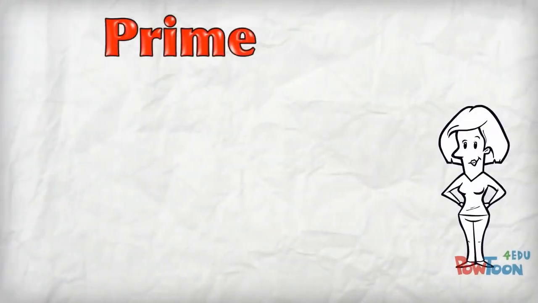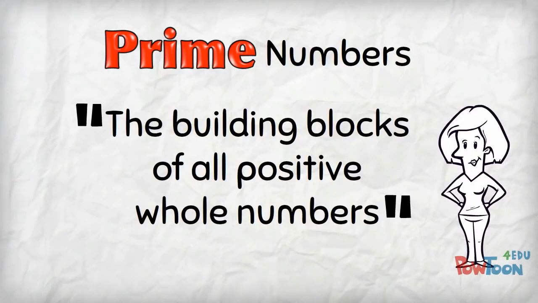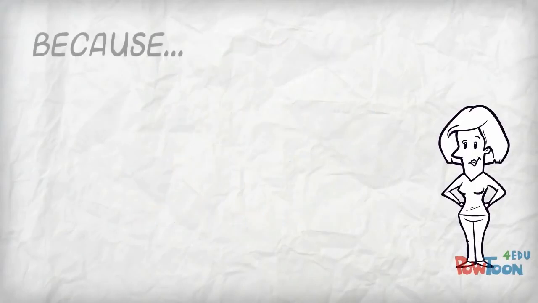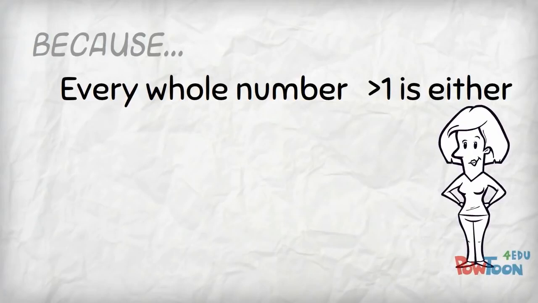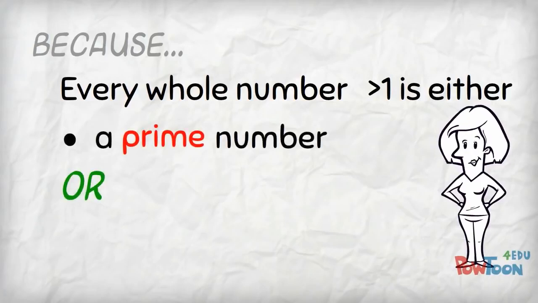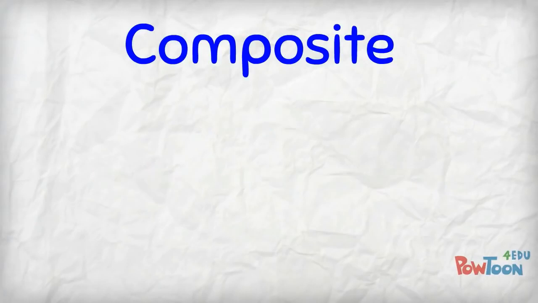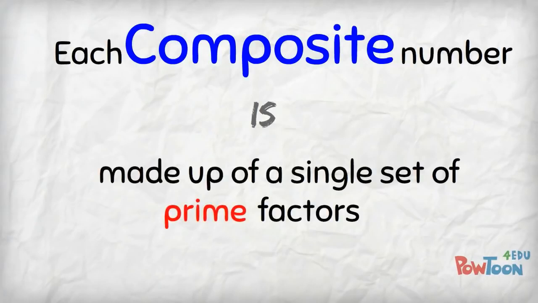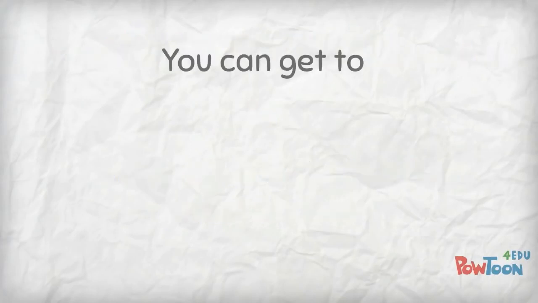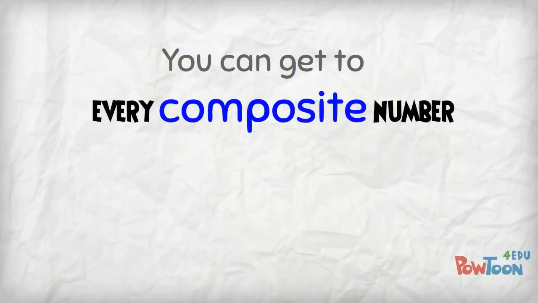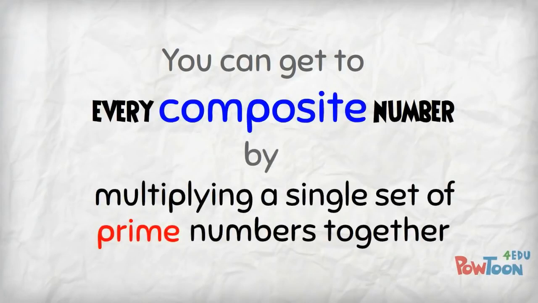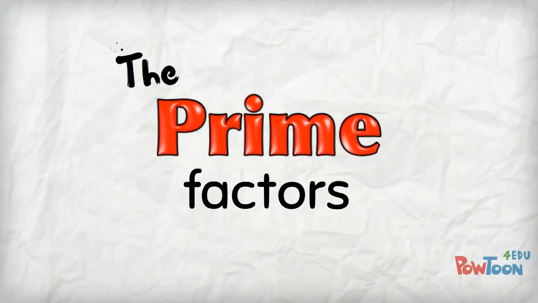Mathematicians call prime numbers the building blocks of all positive whole numbers because every whole number greater than 1 is either a prime number or a composite number. The word composite means made up of various parts. Each composite number is made up of a single set of prime factors. In other words, you can get to every composite number by multiplying a single set of prime numbers together. We call these the prime factors of a number.